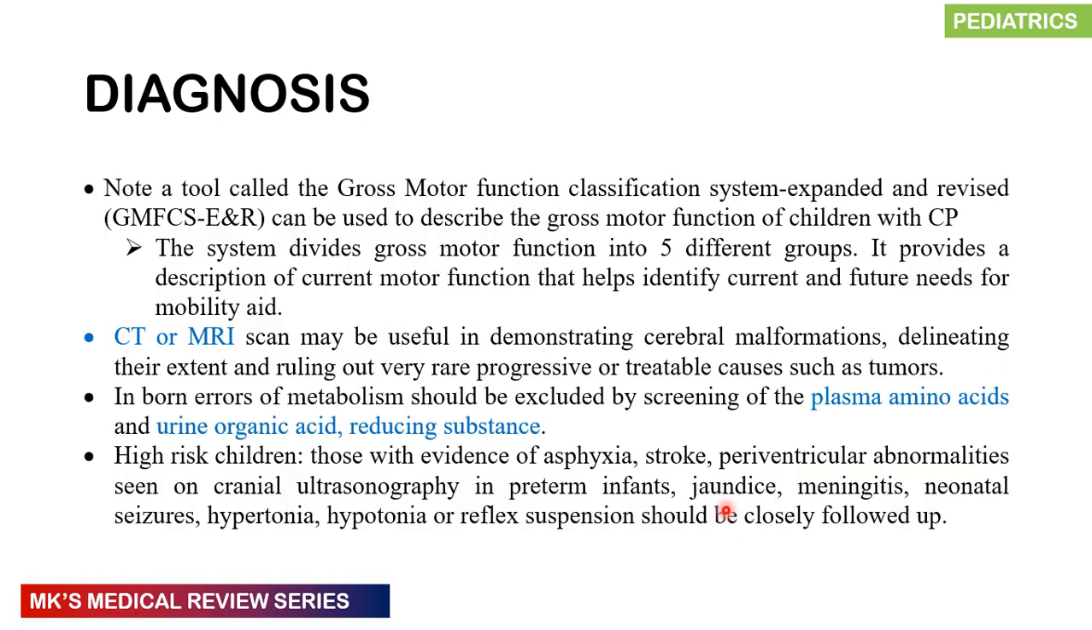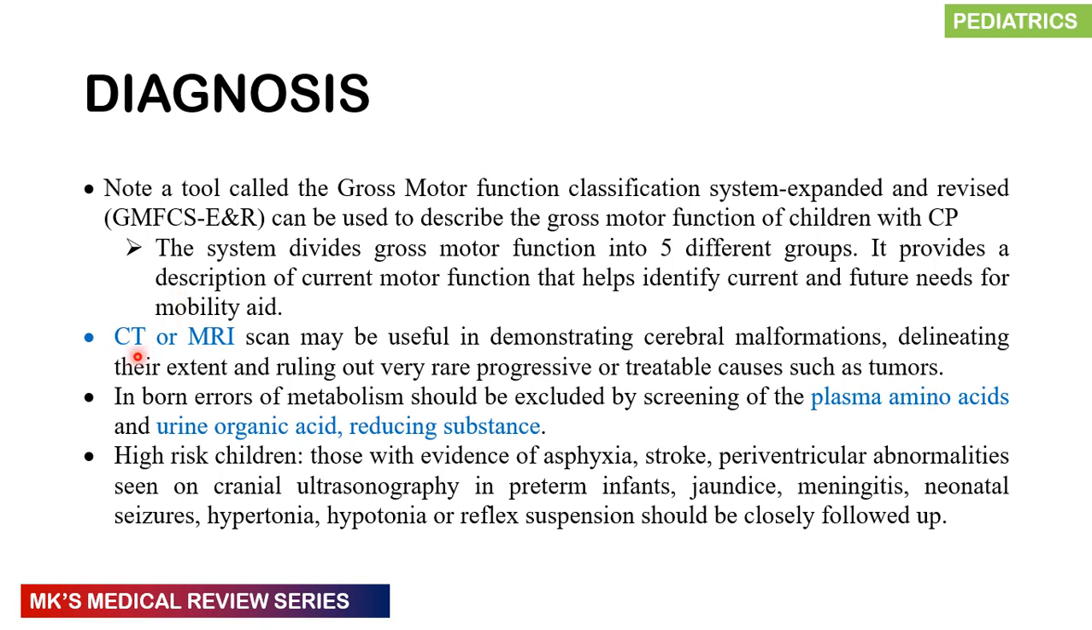There is a certain tool that you can use, which is known as the Gross Motor Function Classification System, expanded and revised tool, which divides CP patients according to the gross motor movements into 5 different groups. So this helps us to have a good description of the current motor function. It helps us also to identify the current and the future needs for mobility aids. So you can Google this up and look at how it works. I won't go into that because that'll be out of the scope of your syllabus at this moment.